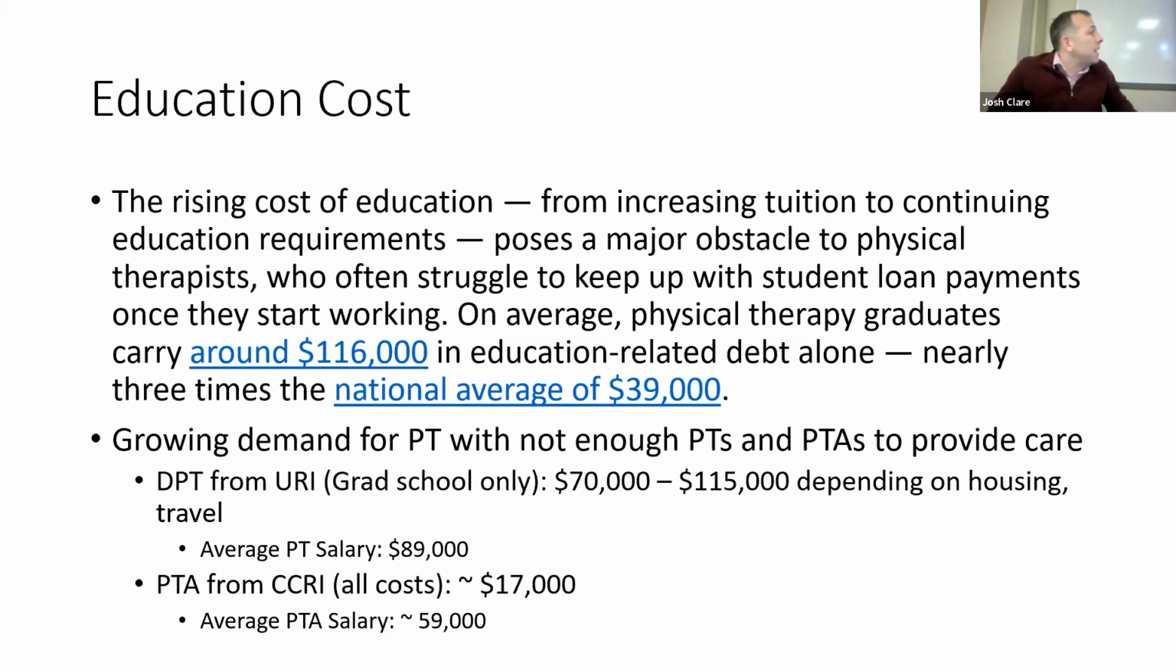PTA program, start to finish, from your day one on campus, goes straight through, $17,000. Now, that's not free, but compared to 70, that's pretty good. Average salary for the PTA is somewhere around $59,000. So yes, you get paid a lot more as a PT, but I will tell you, the loans come due. That pay difference gets sucked up a lot in paying back those loans.